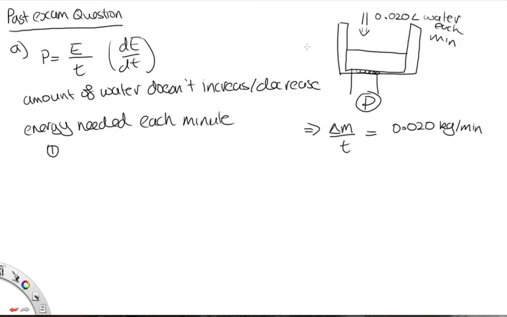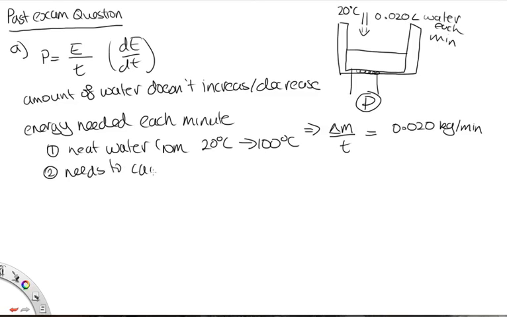One, it needs to heat the water from the 20 degrees it's at when it goes in, to 100 degrees C. It needs to be at 100 degrees C to evaporate. And two, it needs to cause the water to change state. Okay, so let's calculate the energy needed each minute.